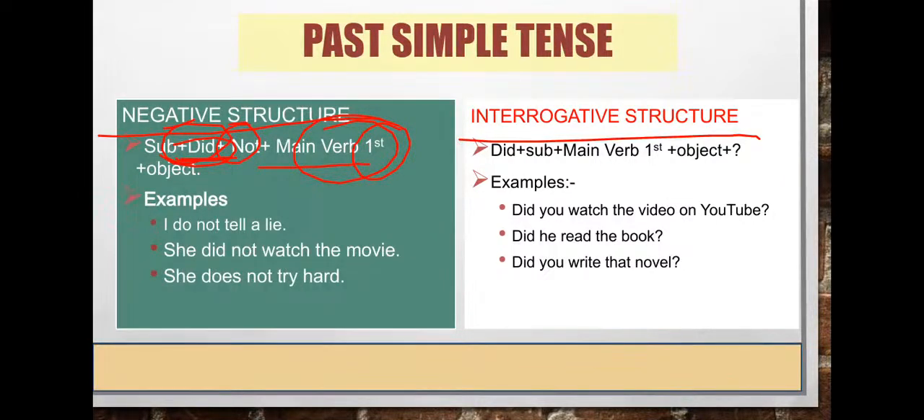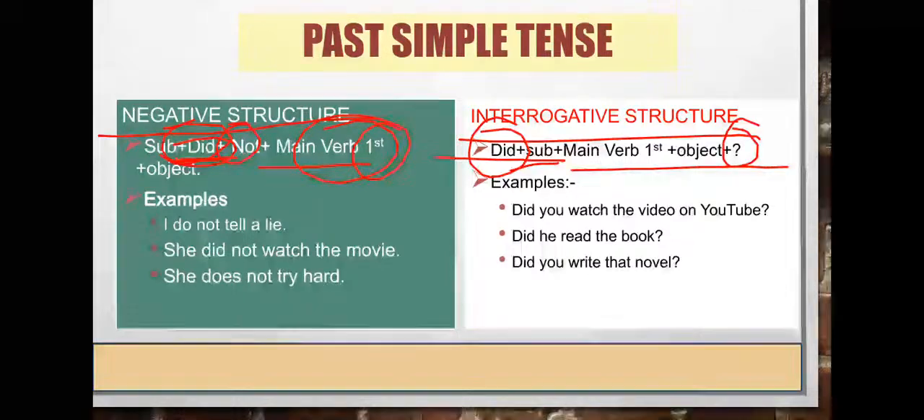Okay. Now interrogative. In interrogative we have the helping verb in the beginning, and after that we have the subject, and then the first form of the verb, and then object. Then question mark is very important, don't forget it.